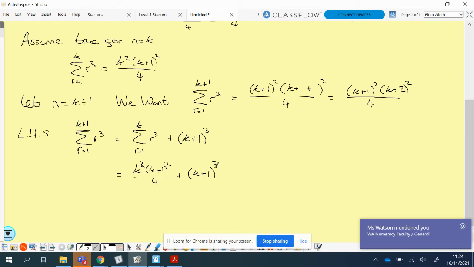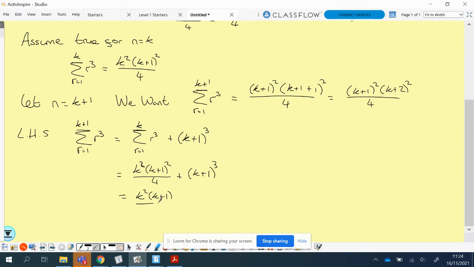Okay, you okay with that? So what I'm going to do now is get this as a denominator over 4 to combine them, yeah? So I'm going to have k squared, (k plus 1) all squared, plus (k plus 1) cubed, multiplied by 4 over 4. That way I've now got my denominators the same. I'll be able to combine them when I want to, okay? You understand that next step? Because I was just manipulating that last term there, yeah?